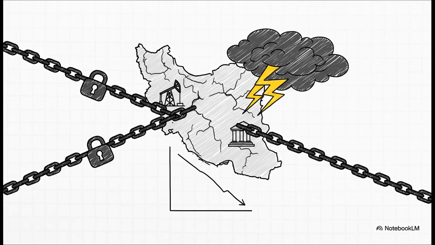And the last piece of our diagnosis is the outside pressure. The best way to think about this is like a comorbidity, a totally separate illness that makes the main one way, way worse. International sanctions choke off the flow of foreign money from oil sales. They cripple the banking system. And on top of all that, any little hint of geopolitical drama sends the already fragile rial into another nosedive.